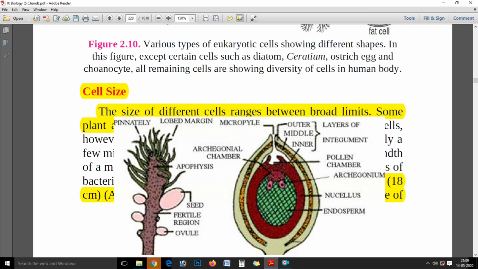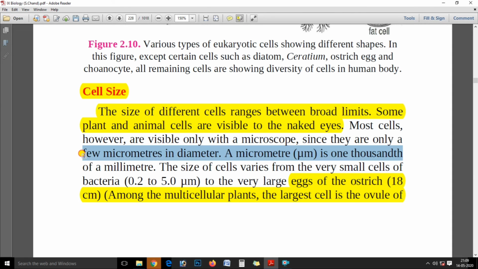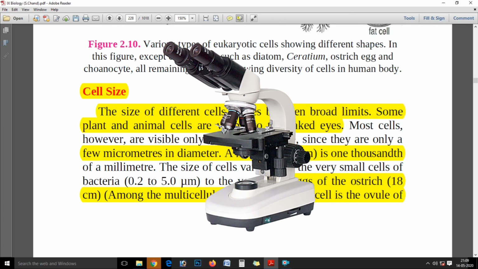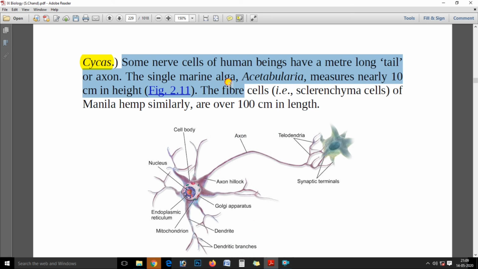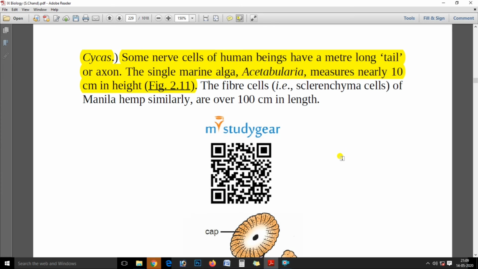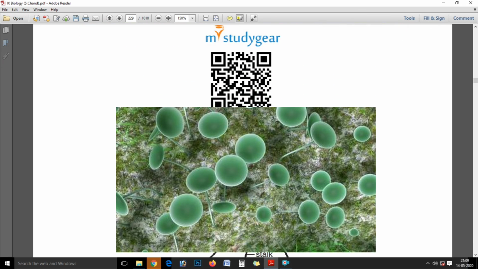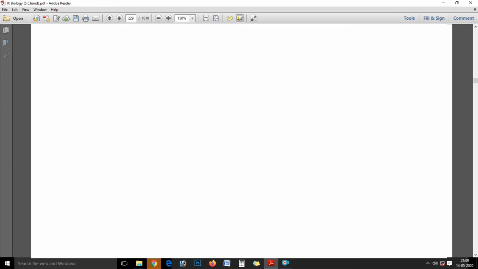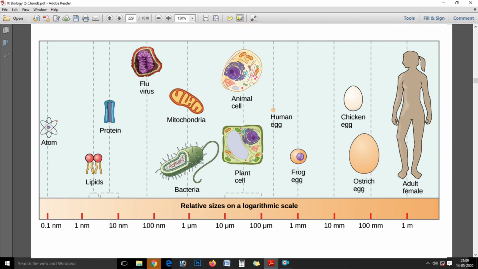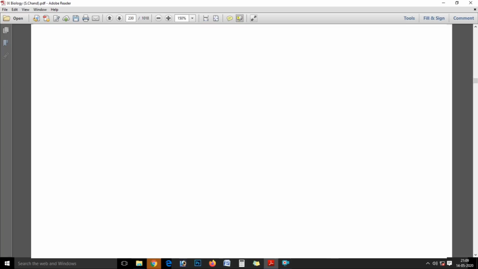But most of the cells are microscopic. That means we need microscopes to see this. Some nerve cells of human beings could be up to 1 meter long. In the same way, a marine algae called Acetabularia could be extended up to 10 centimeter. So it means the sizes of cells also differ from each other. Some could be very microscopic, very small, measured by micrometer, and some could be large, measured by centimeter also.